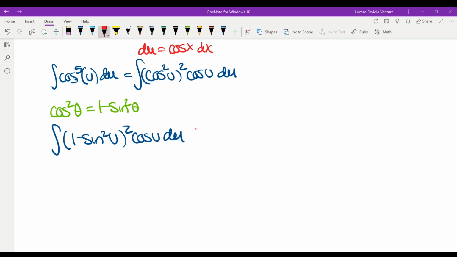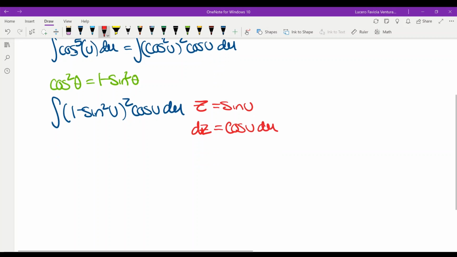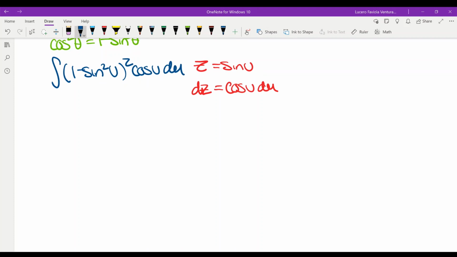Now for our next step, we'll do another u substitution, or in this case a z substitution, and we'll set it equal to sine u, and the derivative being cosine u du. And we'll rewrite our function down here in terms of z, and we get the integral of 1 minus z squared, squared, times dz.